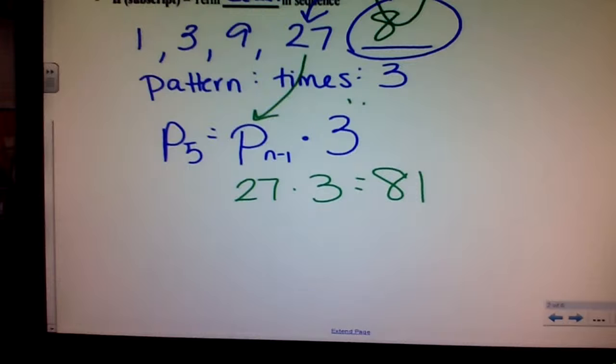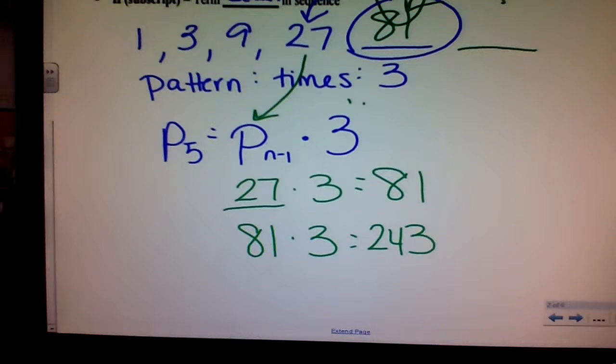So this is 81. Now to move on to this number, I need to go backwards by 1 and multiply by 3. So instead of 27, this is now 81 times 3, 243. And this would be P sub 6, because you have to go to P sub 5 and multiply by 3. To get P sub 7, I need to go to P sub 6 and multiply by 3.